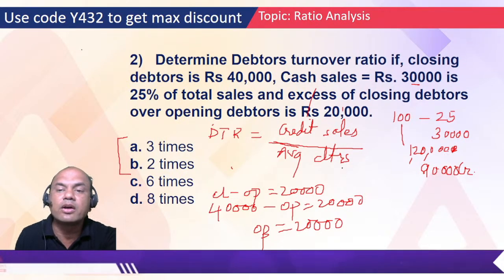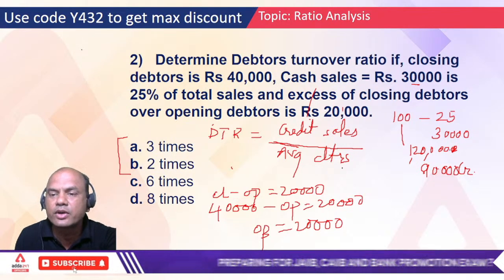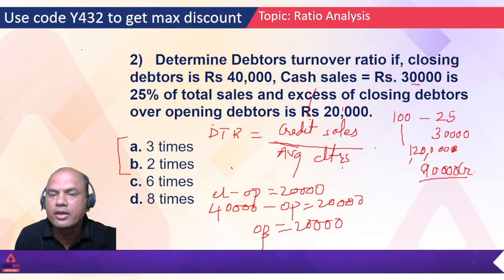So this is the total sales. Cash sale is 30,000. Total sale is 1,20,000. So what is my credit sales? Credit sale is 90,000. Now I got the numerator.